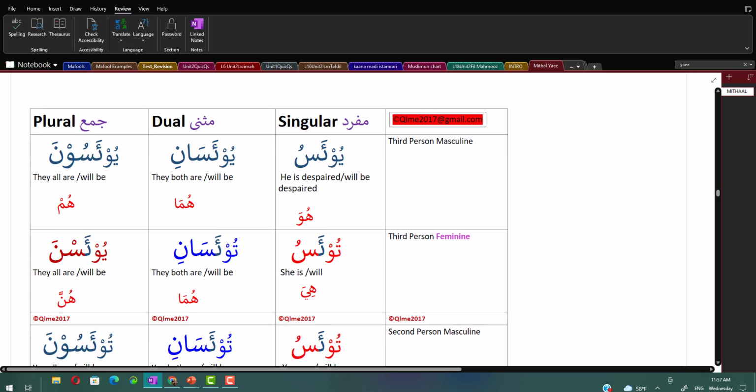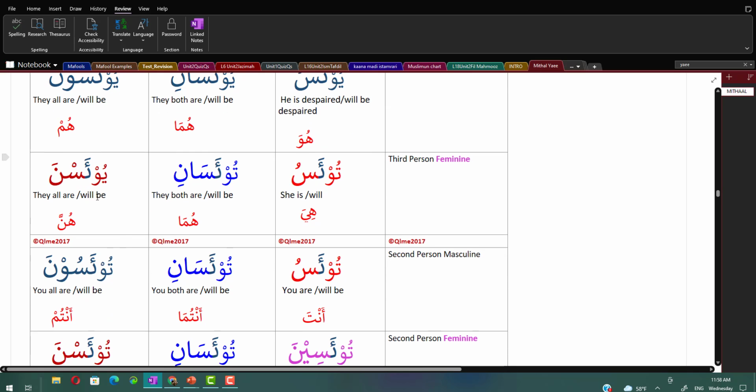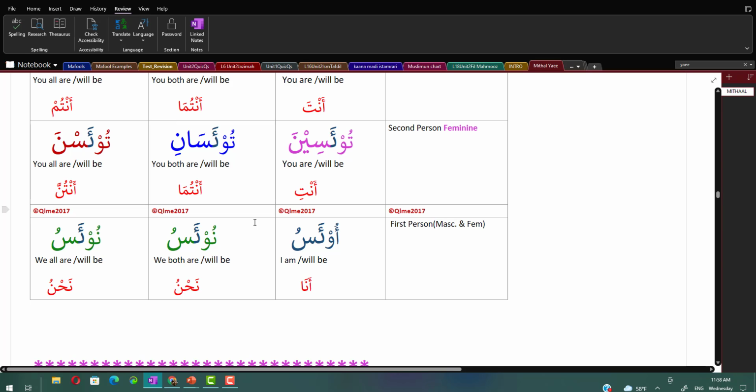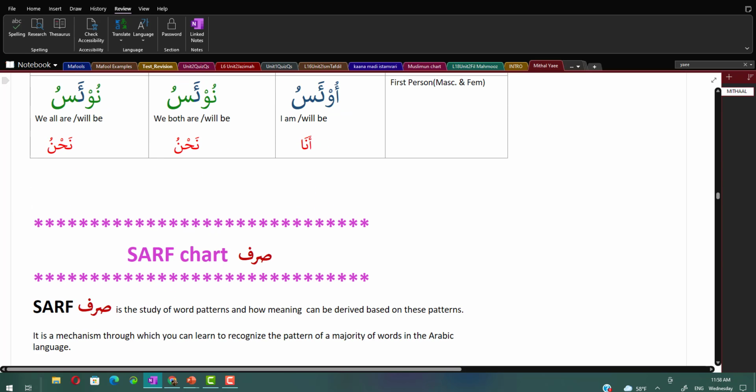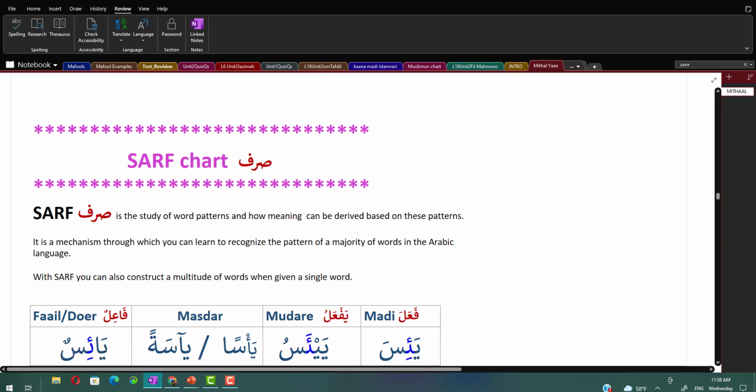And the mudare majhul chart is yu asu, yu asani, yu asuna. He is despaired or he will be despaired. They both are despaired, they both will be despaired. They all are despaired and they all will be despaired. Tu asu, tu asani, yu asna. Tu asu, tu asani, tu asuna. Tu asina, tu asani, tu asna. U asu, nu asu, nu asu. There are no Quranic examples for these, Madi Majhul and Mudari Majhul.